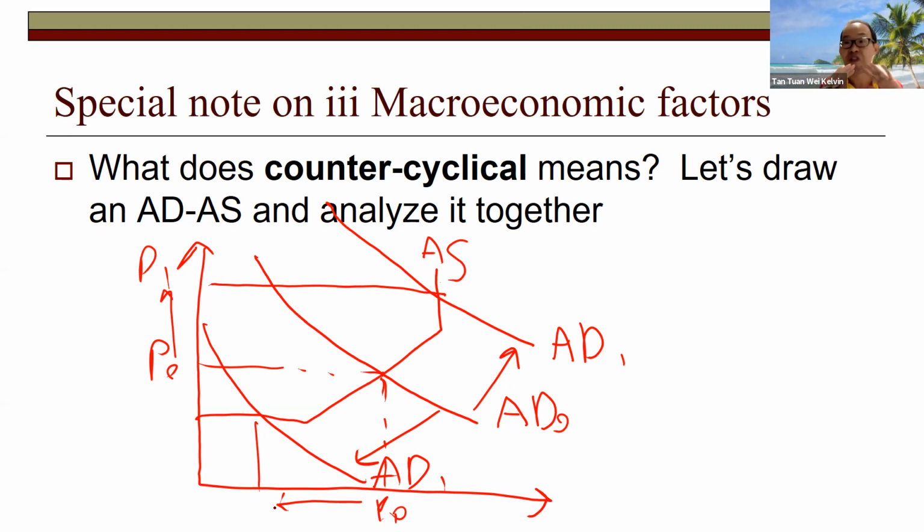So if the economy is doing very well, the government will deliberately cut G. That's called counter-cyclical. Likewise, when the AD falls, the government will deliberately increase G. That is called counter-cyclical. You go against the AD shift. This is what is called counter-cyclical. So if you have any questions, you can further ask your tutors in class.